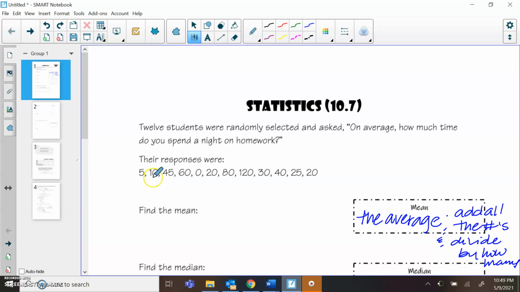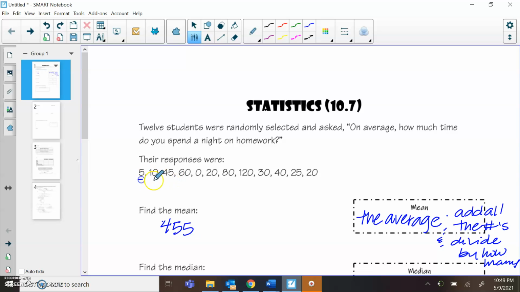So for these, I would add up all these numbers. 16, 120. I got 455. So that's the total. So you add them all up. I got 455, but that's not the mean. The mean is what you get when you divide that by how many numbers there are.